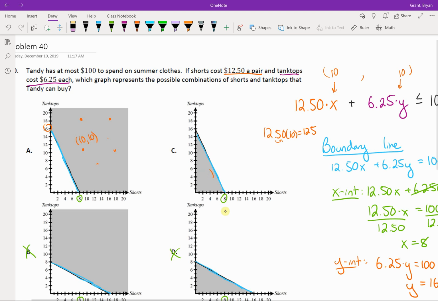She might be thinking, well, I really want to buy 4 pairs of shorts. Would I still be able to buy any tank tops? And the answer is yeah. Look at all these different combinations right here. However, if Tandy says, well, I want to buy 16 pairs of shorts, are there any tank tops I could do? The answer would be no, you can't do that because every point out here is not in a shaded region. So our answer is C.